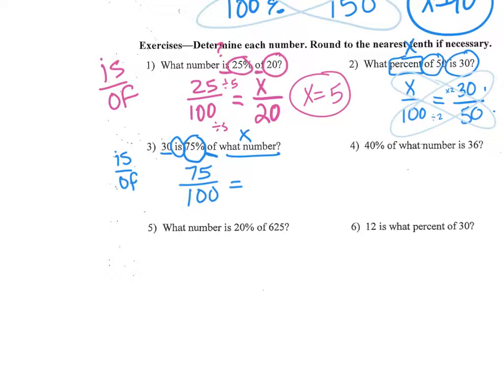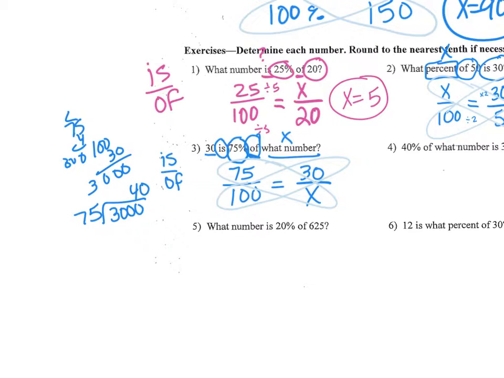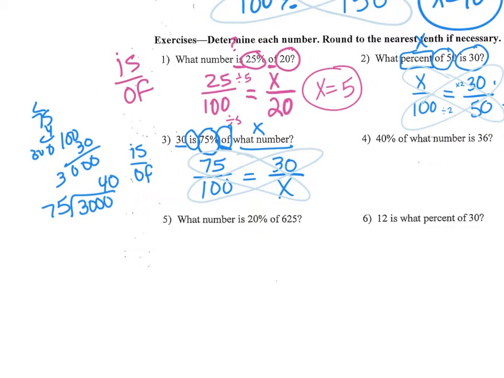Read it a couple times. What do I not know? Oh, you don't know the bottom. The of, I don't know it because it says of what number? So 30 is 75% of some larger number. And on that we can cross multiply and divide. So 30 times 100 divided by 75. So 30 is 75% of 40 is what that means.